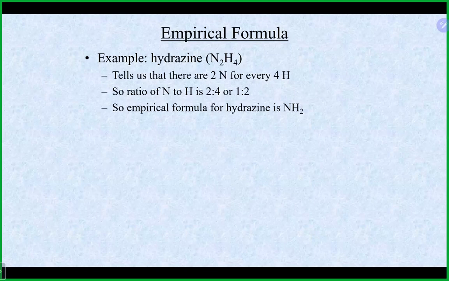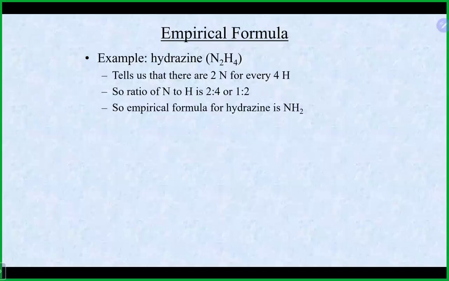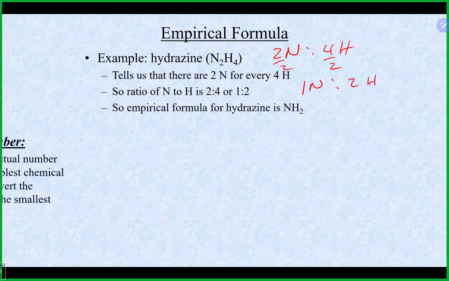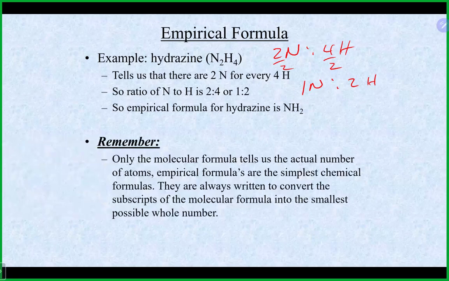Now we take a look here at hydrazine, N2H4. That again is a 2-to-4 ratio of nitrogens to hydrogens. If you divide everybody here by 2, that reduces down to a 1 nitrogen to 2 hydrogen ratio. And the empirical formula would be NH2. So it is only the molecular formula that tells you the actual numbers of atoms present. The empirical formula, once again, is just the simplest whole number representation of the elements that are present.